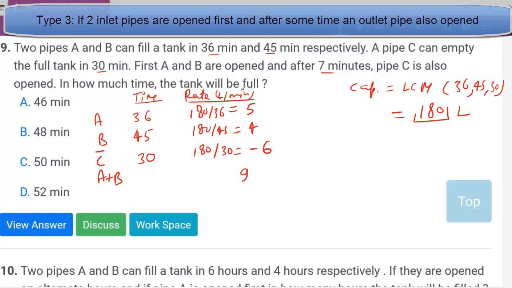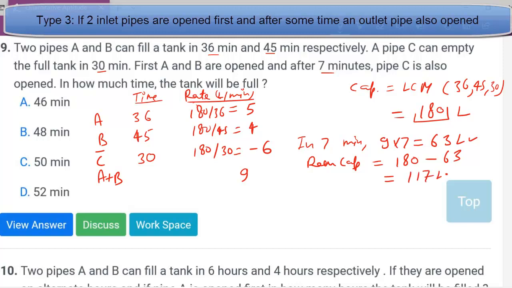After 7 minutes, A and B, which are filling 9 liters per minute, so 9 multiplied by 7, that means 63 liters they have filled in 7 minutes. Okay, so how much is left, or the remaining capacity? The remaining capacity which is left is 180, that is full capacity, minus 63, so that will come out to be 117 liters. And for this, pipe C is also opened.